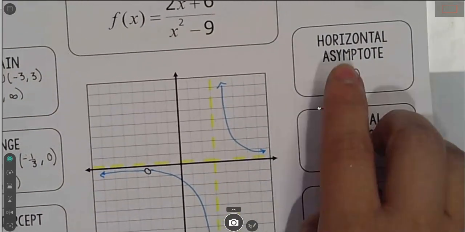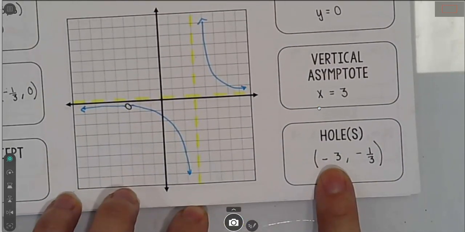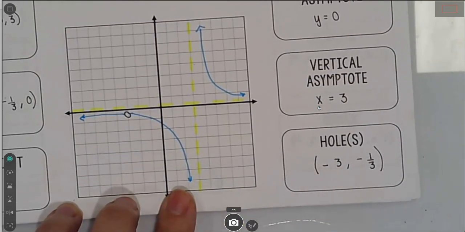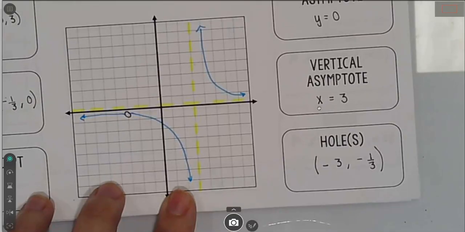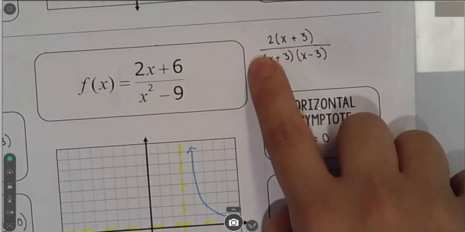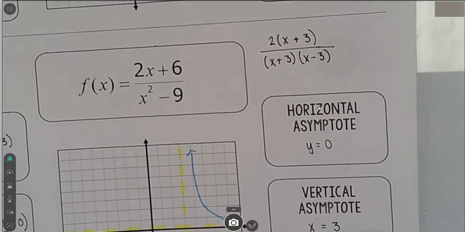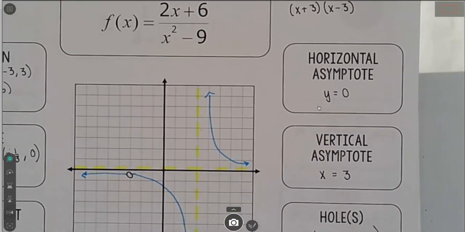If you cancel out the x plus 3 on top and bottom, and then plug in -3, you end up with -1/3. Well, if you plug in -3 now, you get undefined, because you get a 0 in the bottom. But if you cancel this out and then plug in -3, you get -1/3. So it's undefined there, but it approaches -1/3.